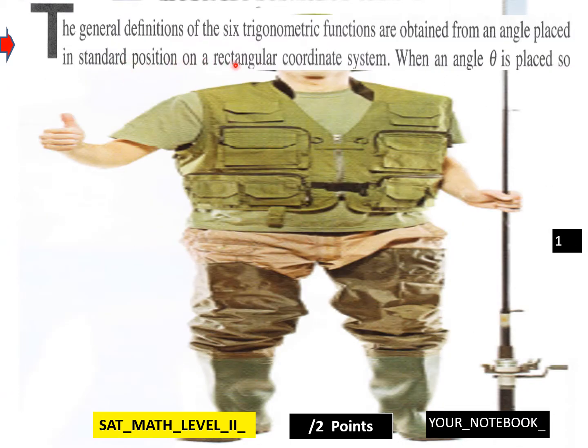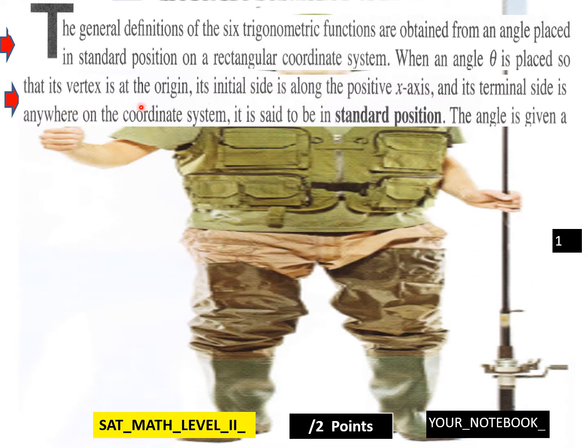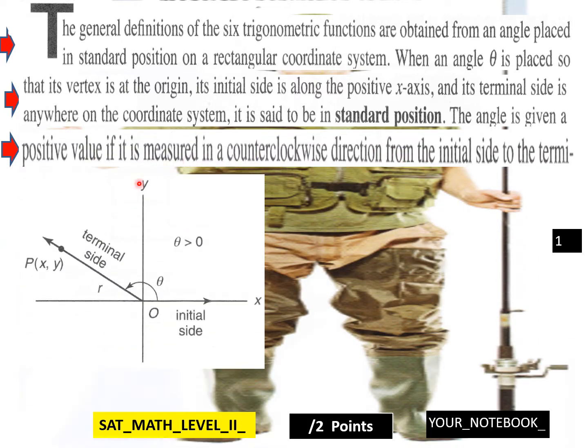The general definitions of the 6 trigonometric functions are obtained from an angle placed in standard position on a rectangular coordinate system. When an angle theta is placed so that its vertex is at the origin, its initial side is along the positive x-axis, and its terminal side is anywhere on the coordinate system, it is said to be in standard position. The angle is given by a positive value. So here is an example. Here's theta. Here's a terminal side here.